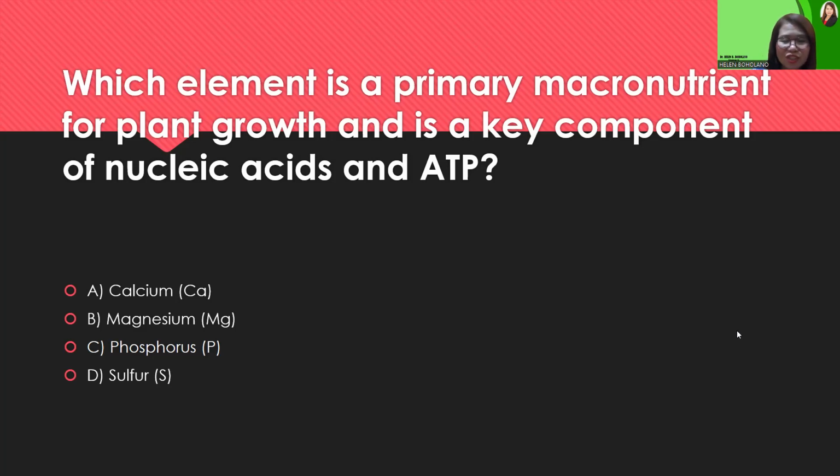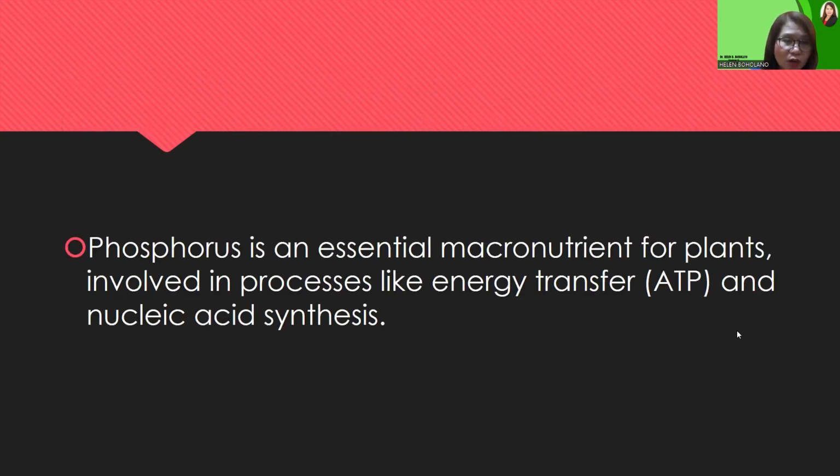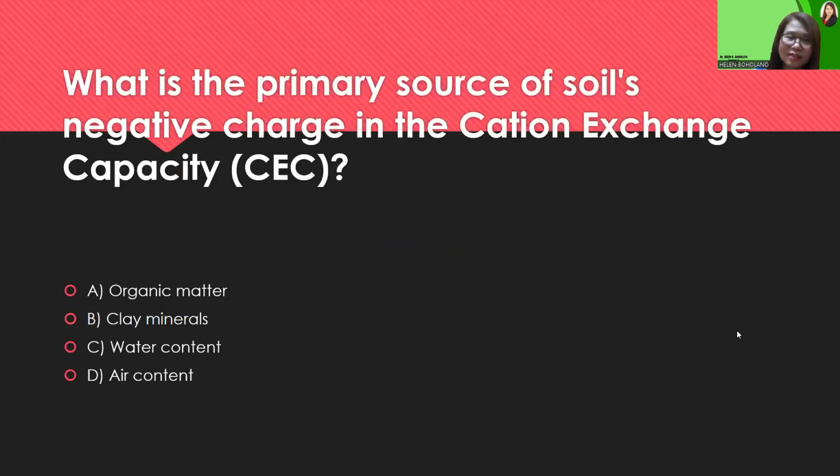Thank you so much. The right answer is letter C, phosphorus. Phosphorus is an essential macronutrient for plants. It is involved in processes like energy transfer, ATP, and nucleic acid synthesis. Sometimes we think that being an agriculturist does not require hard work. It is very important to work hard for this.